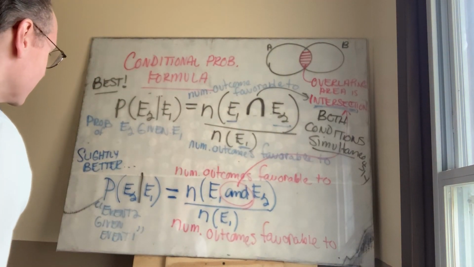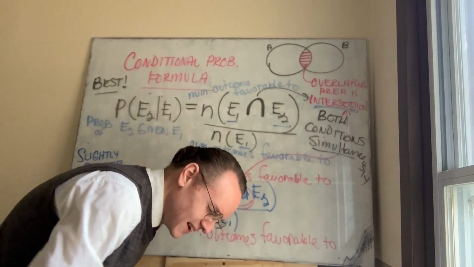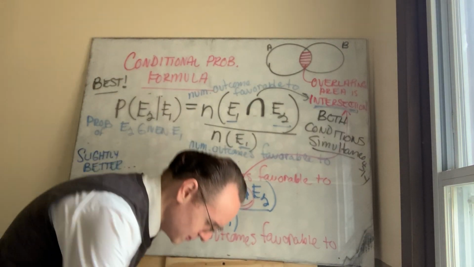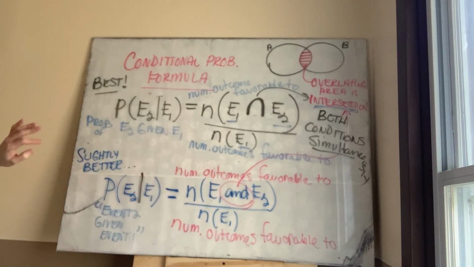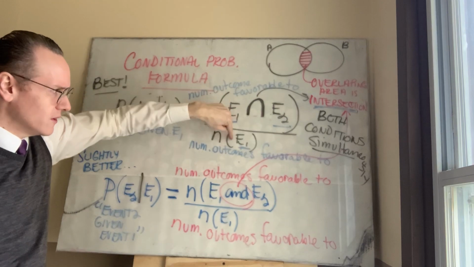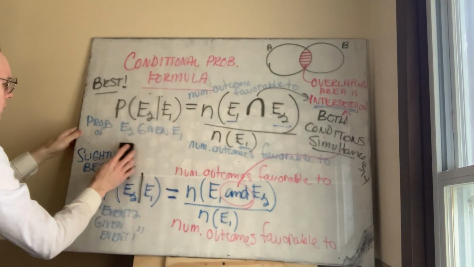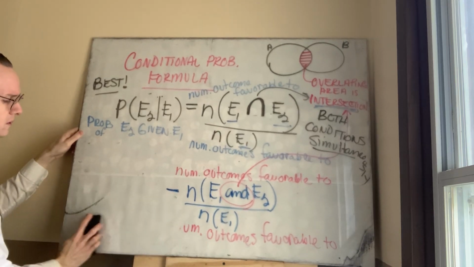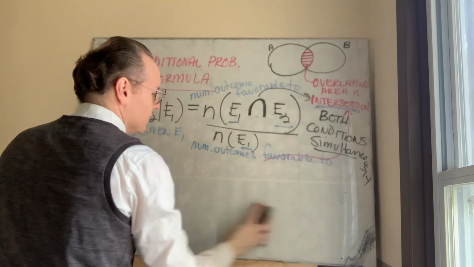Alright, let's see. What was I saying? Refocus here. Let me erase some of this. I'll give you a strategy for deciding which is event 1 and which is event 2, because it does matter. You'd end up dividing by a different number if you're not careful.